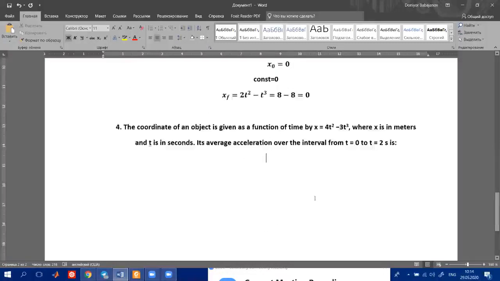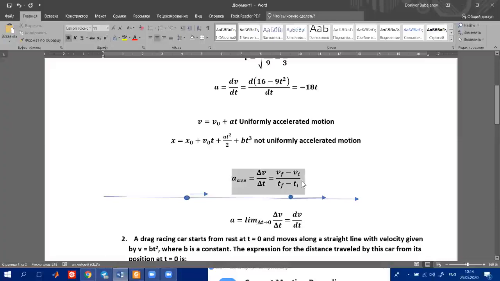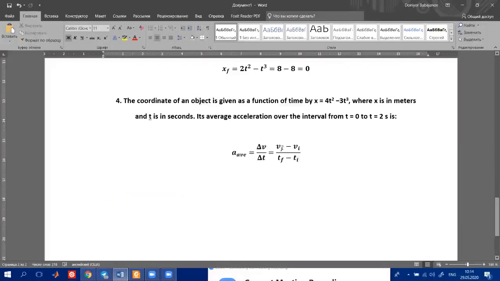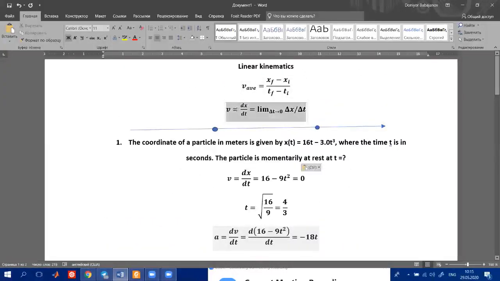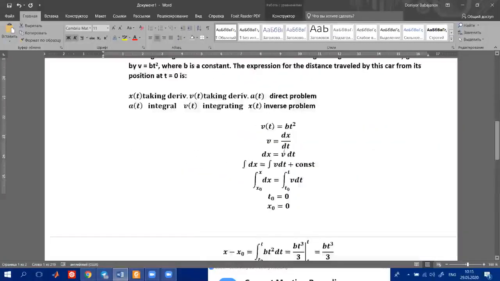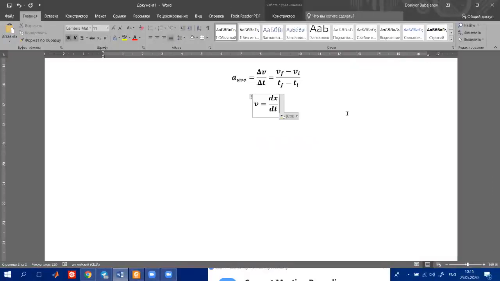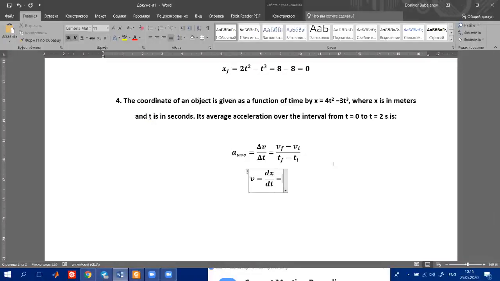So again, we can use the formula of average acceleration given here. This is the formula for average acceleration. We need final velocity, initial velocity, final time, initial time. Initial time is 0, final time is 2. Now we should find velocity. How to find velocity from coordinate? Here is the formula. This is the formula for velocity. So we should take the derivative of this function. This is 8t minus 9t square. 8t minus 9t square is velocity.